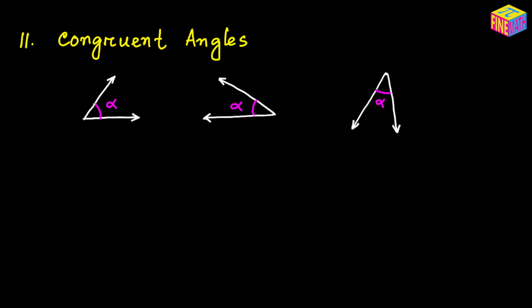Each of the angles value is alpha, meaning alpha degree or alpha radian. So if that is the case, then all those three angles will be called congruent angles because they are the same in size. So they are called congruent angles.